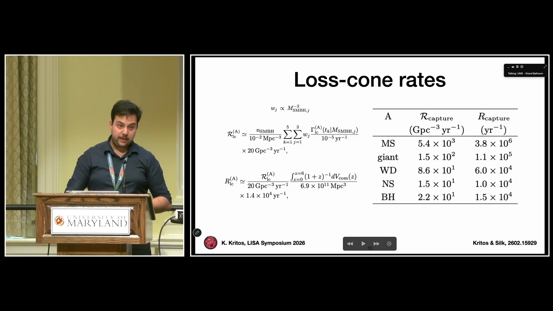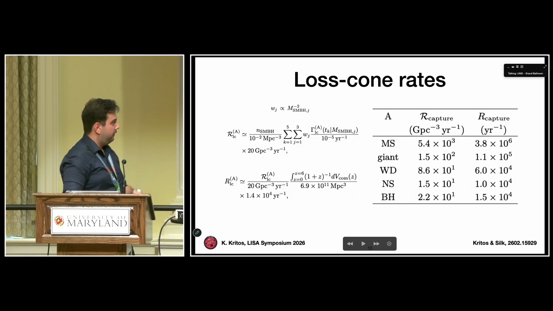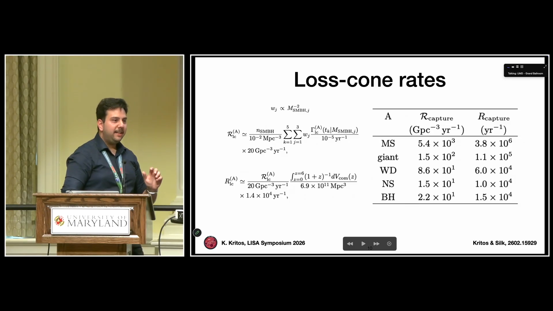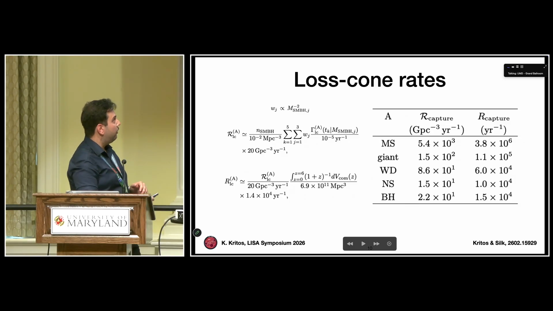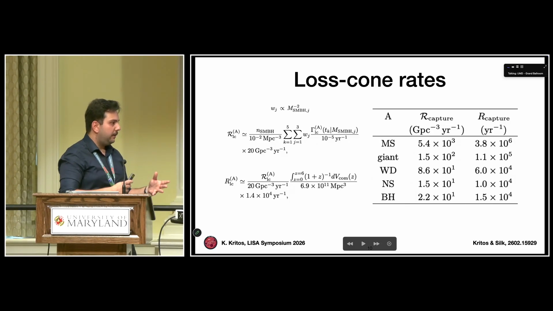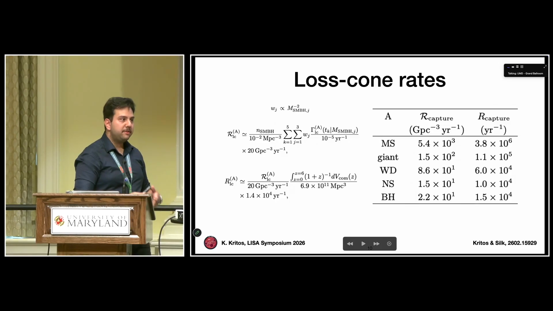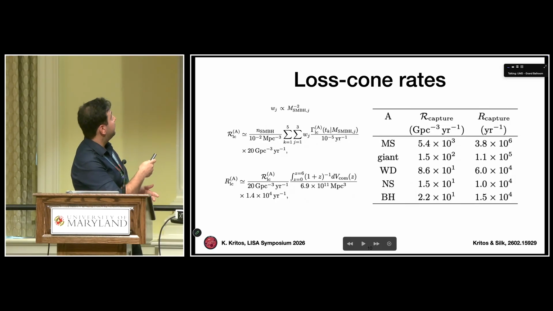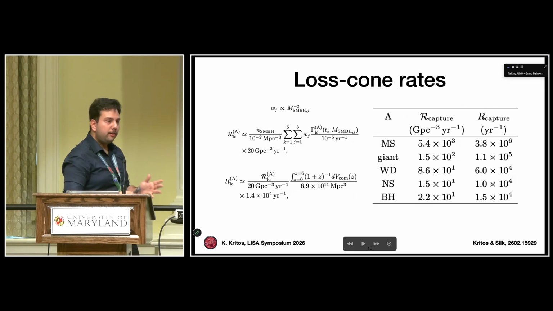Here are some of the loss cone rates, going back to the intermediate mass black hole, tidally disrupting a star or capturing black holes. Here are the numbers. If you want to find cumulative loss cone rates, you would have to integrate over the supermassive black hole mass function, weighted by the number density of supermassive black holes in the local universe or up to some redshift. These are unknowns.